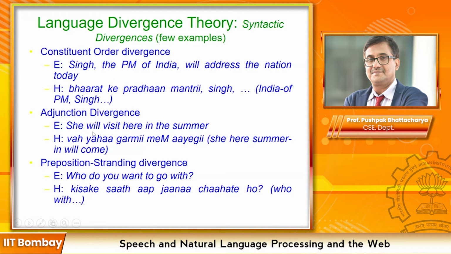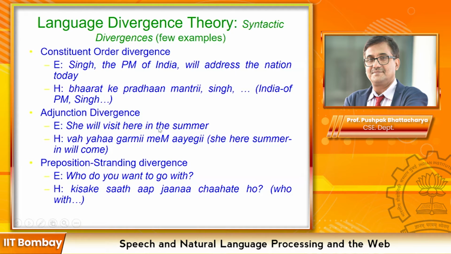Adjunction divergence: she will visit here in the summer. वो यहाँ गर्मी में आएगी. So here the adjunct is in the summer. The difference between adjunct and argument has been explained before. The essential noun phrases are arguments. The non-essential ones which bring in additional information are called adjuncts.